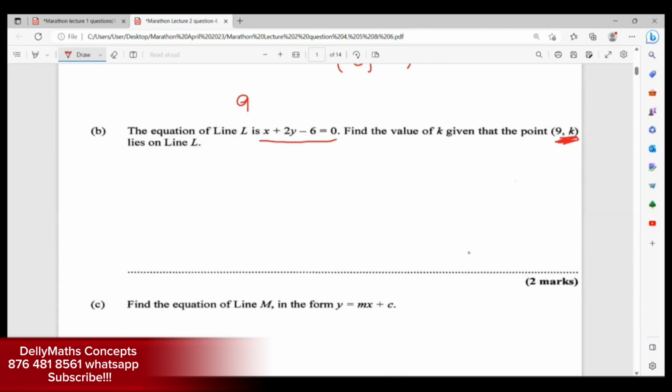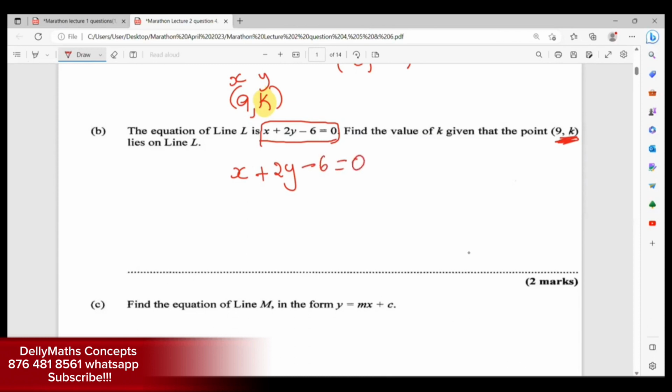No, man, this is it. So the question is here. The equation of the line L is, they told you, this is it. Now, they had said that the point 9, K is on the line, and you're supposed to find K. All you're going to do is to do what we just said. I'm going to take the X value and substitute it. So this is the equation for the line. It says X plus 2Y minus 6 is 0.